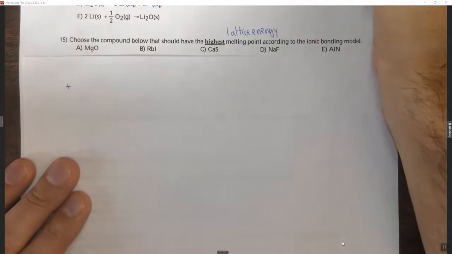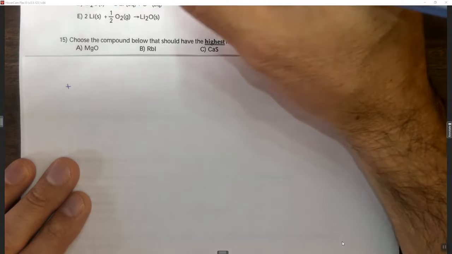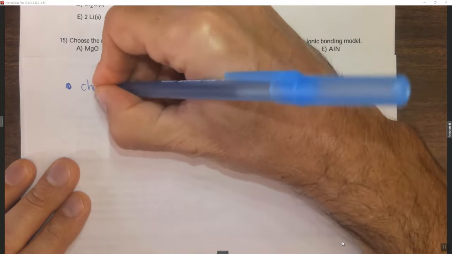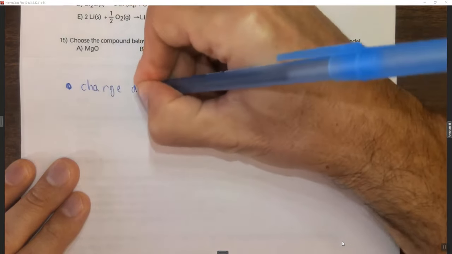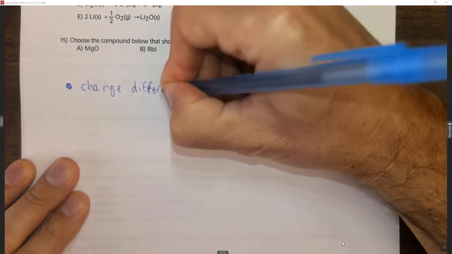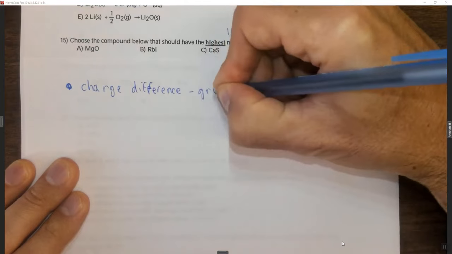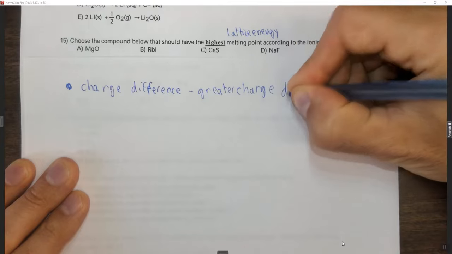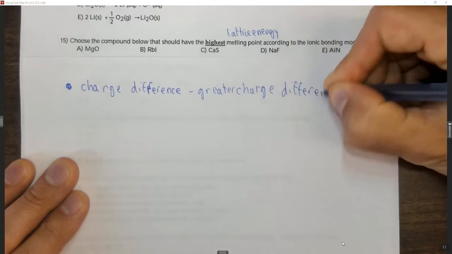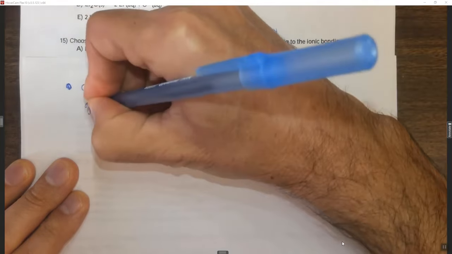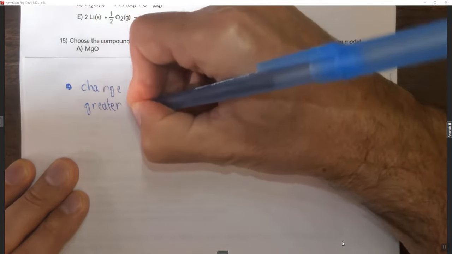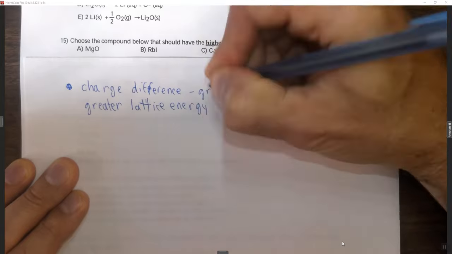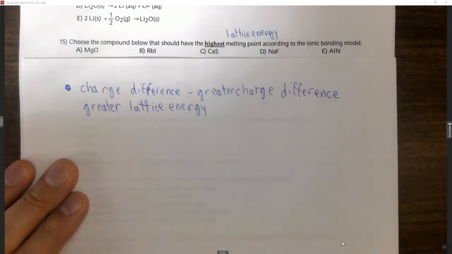The first and most important factor that influences the lattice energy is the charge difference. So the charge difference. Specifically, greater charge difference, greater lattice energy. Okay, so the greater the charge difference, the greater the lattice energy.